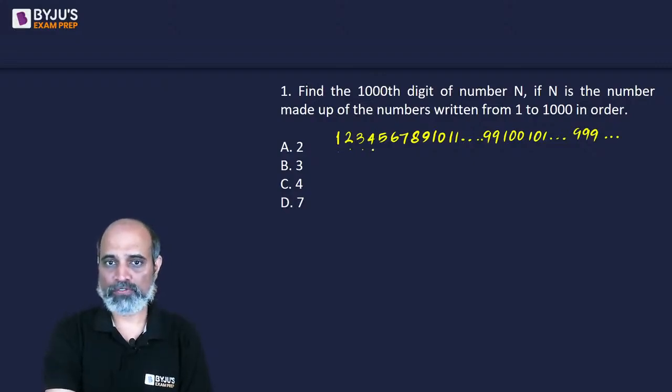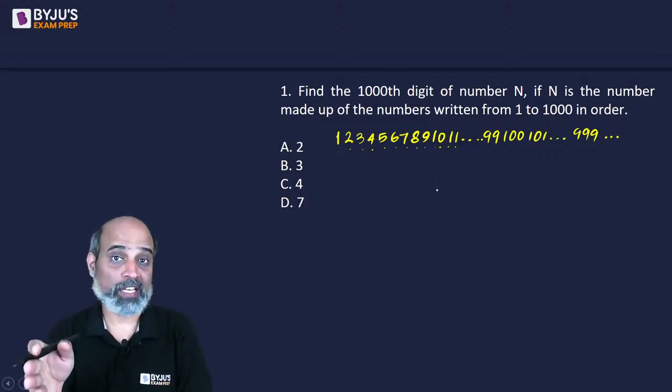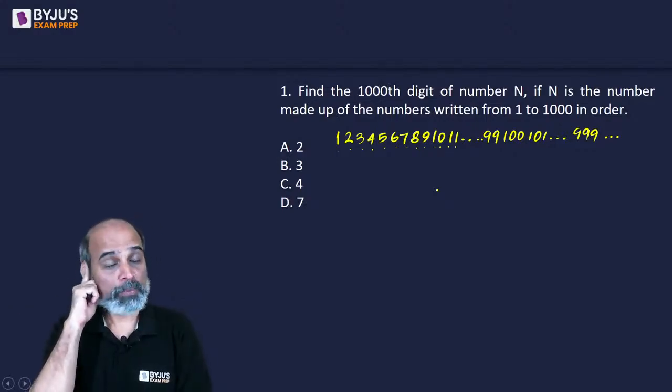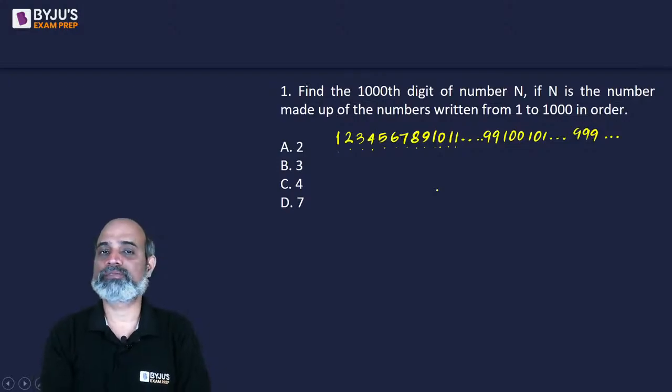1, 2, 3, 4, 5, 6, 7, 8, 9, 10, 11, 12, 13. So the unit digit of 11 is the 13th digit. If I keep on continuing like this, which will be the thousandth digit of the number n?